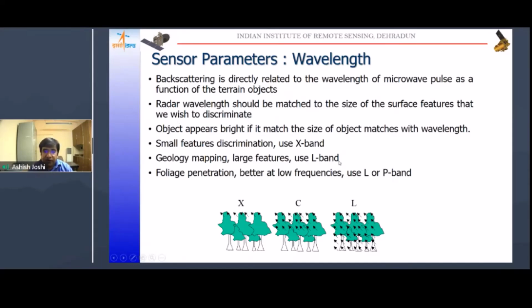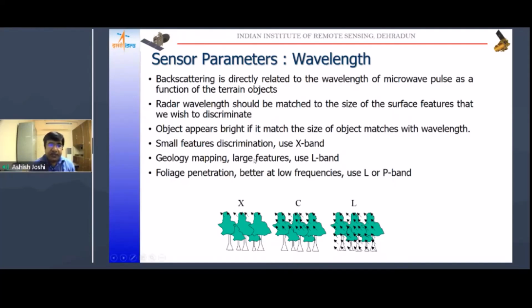So if the user wants to do some analysis, like soil analysis or ocean analysis, depending on their application, we will choose the radar wavelength. Radar wavelength should be matched to the size of the surface feature. If we want to see a smaller object, then the wavelength should be small. An object appears bright if its size matches the wavelength. So if the size of the object matches the wavelength, then we have higher backscatter. If we want to distinguish smaller features, then we will use a smaller wavelength.